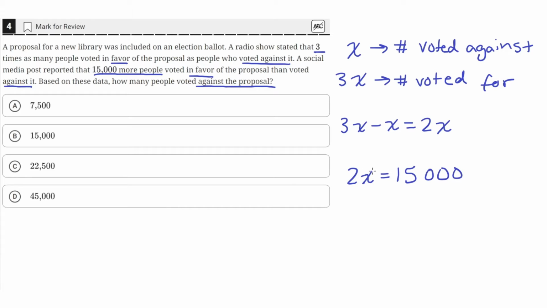So then we can just solve for the value of x here, so 15,000 divided by 2 is just 7,500. So the value of x is 7,500. And we up here made x equal to the number of people who voted against. So the question asks us for the number of people who voted against, which is just the value of x. So 7,500 is the answer, which is answer choice A.